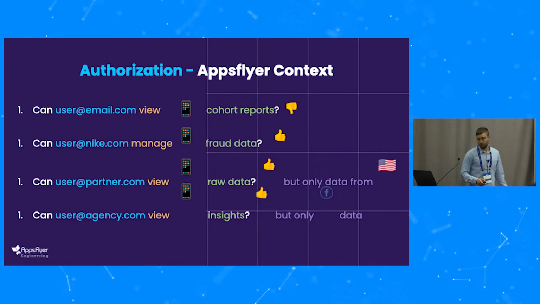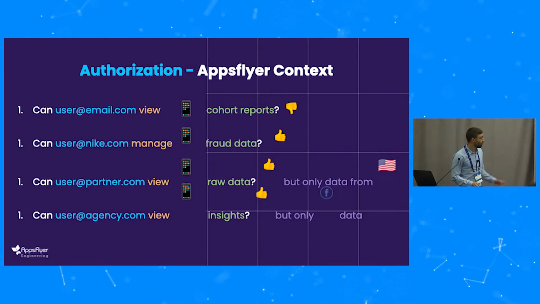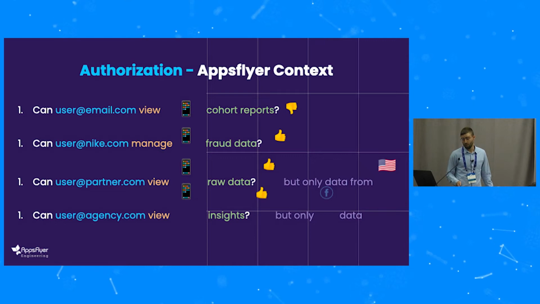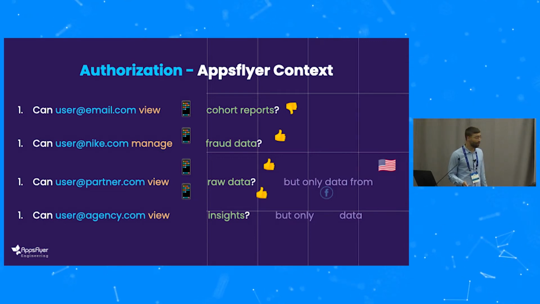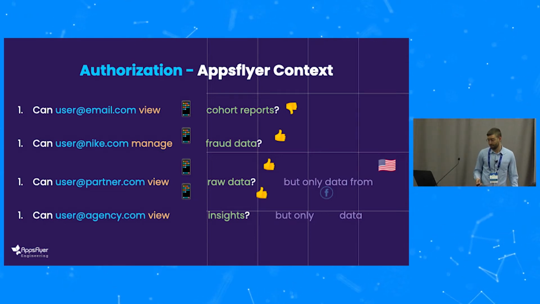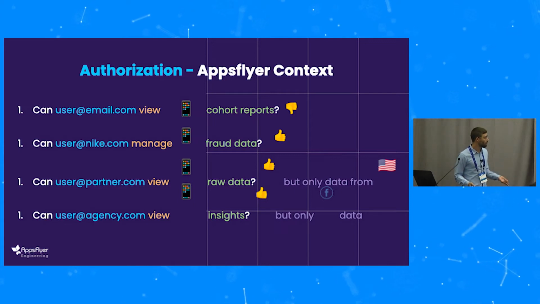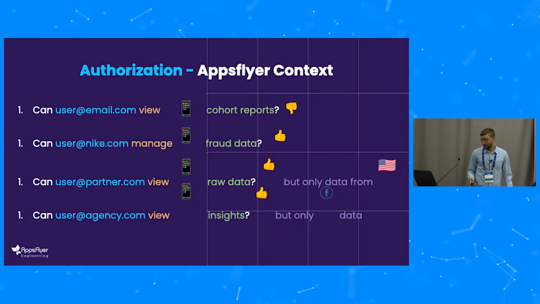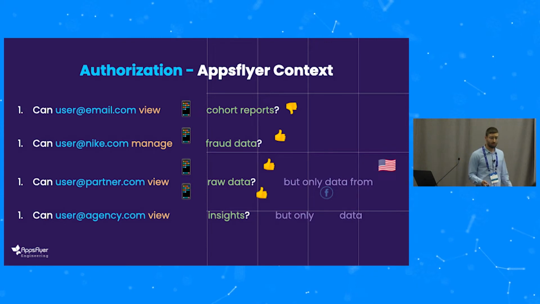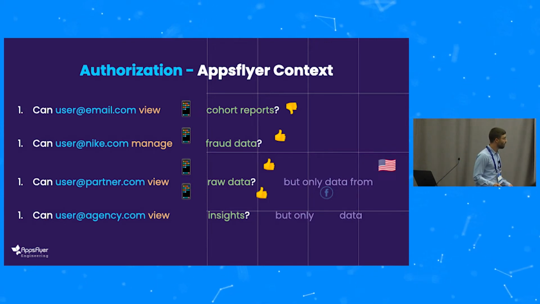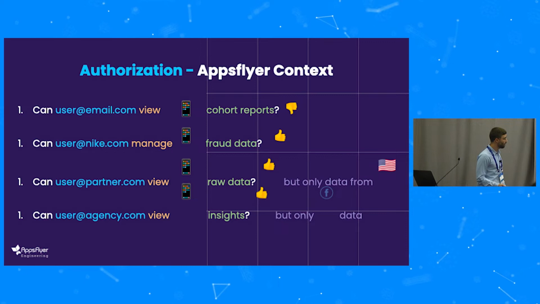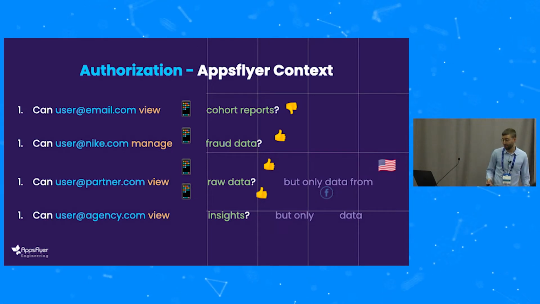So in AppsFlyer context, there is a business relationship between app owners and partners over application data. And as I mentioned, privacy restrictions and regulations affect which data every user is eligible to view. So as a result, the authorization solutions that we need to build have to handle many complicated use cases. And I want to demonstrate a few.